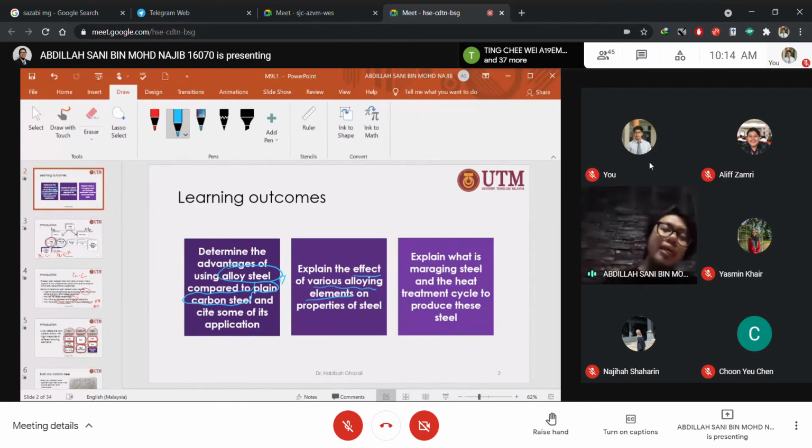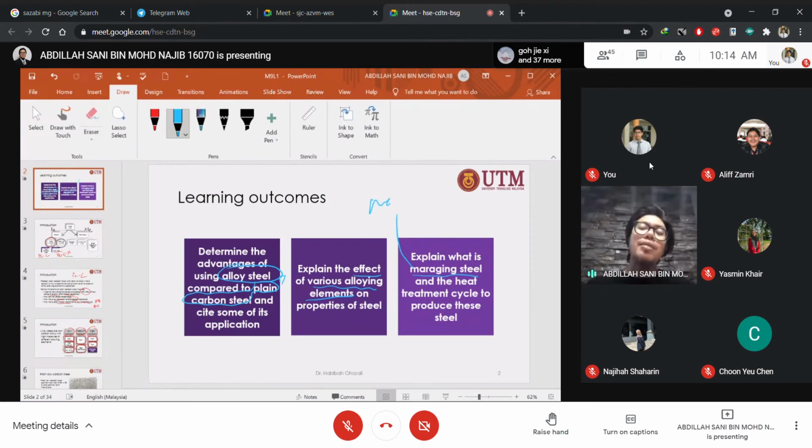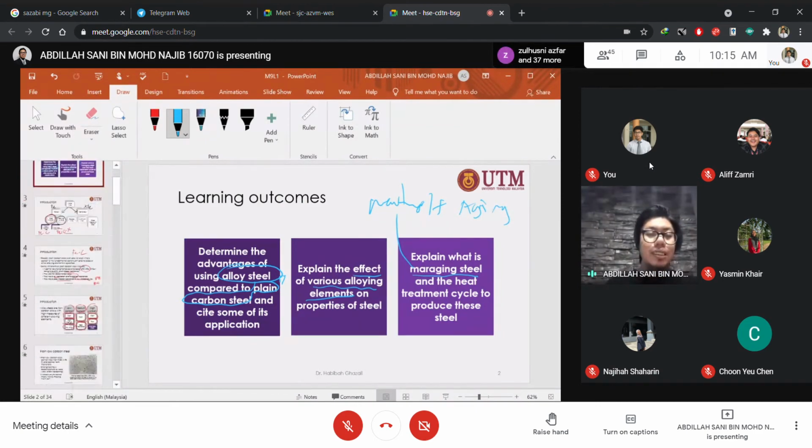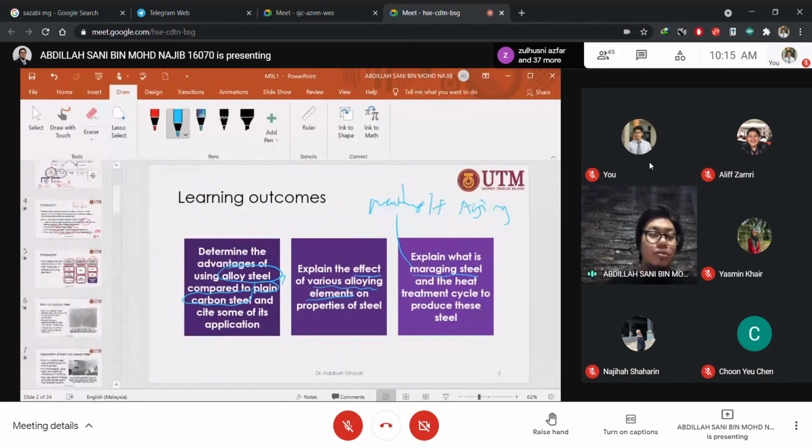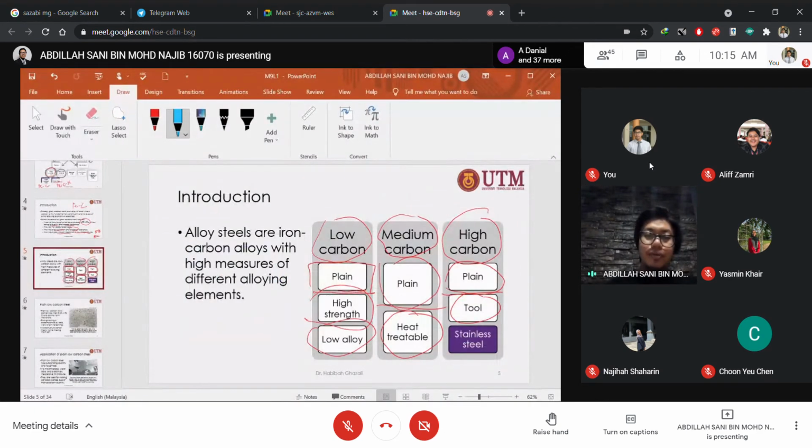Different alloying elements give different effects. So we want to be able to understand that. And at the end of the session, we will get ourselves into what we call maraging steel. Basically it is martensite plus aging, where we apply aging to the material. So that is our three objectives today. Let's get ourselves into this.